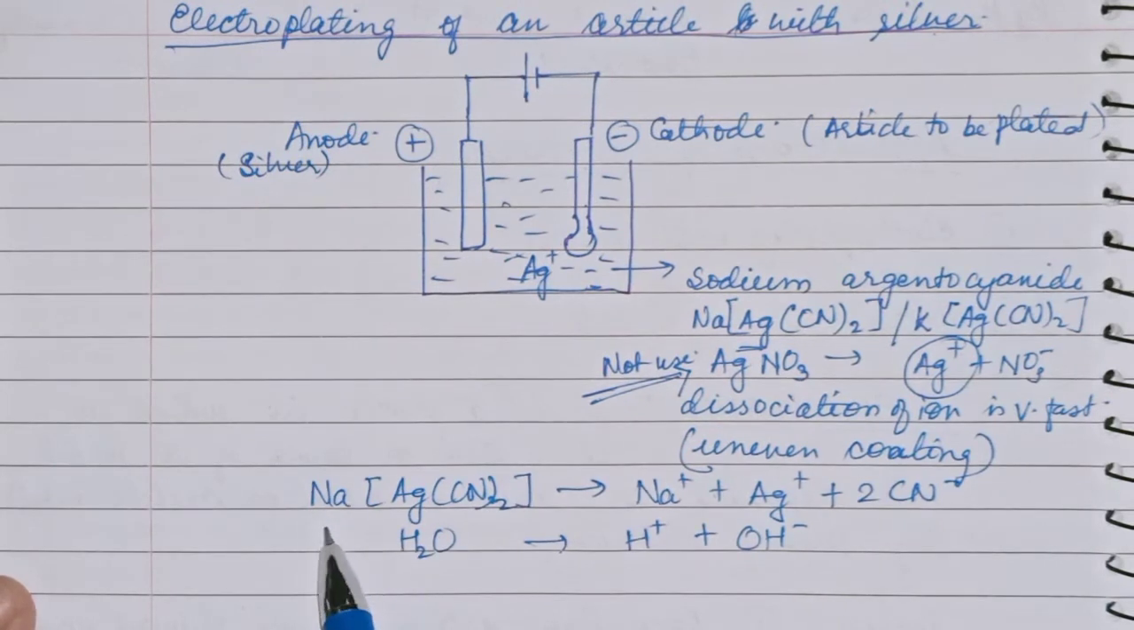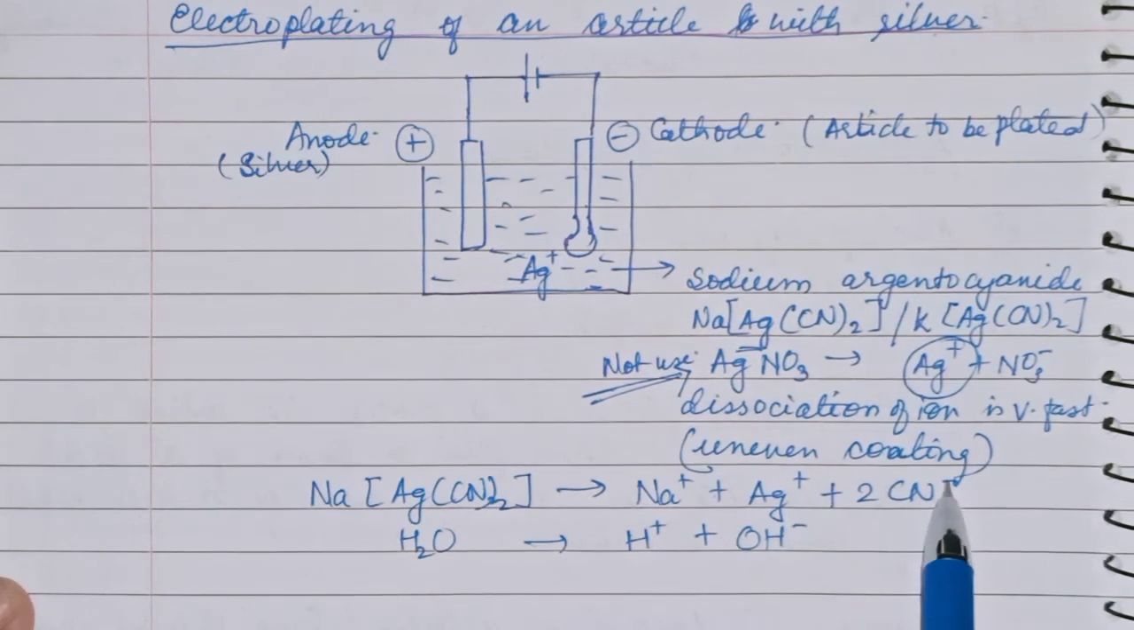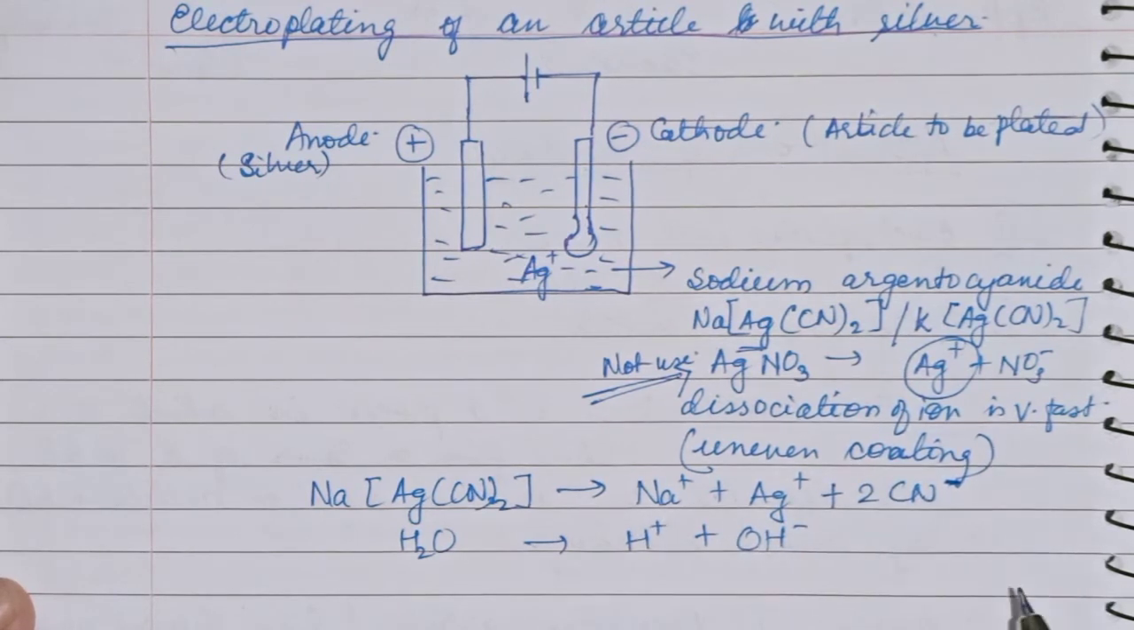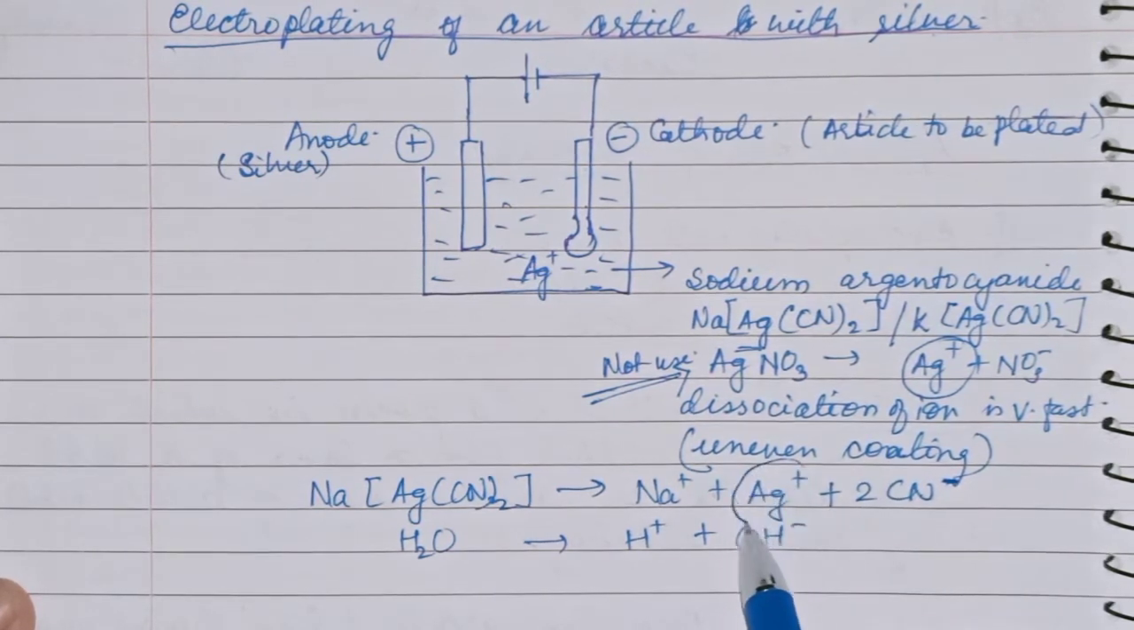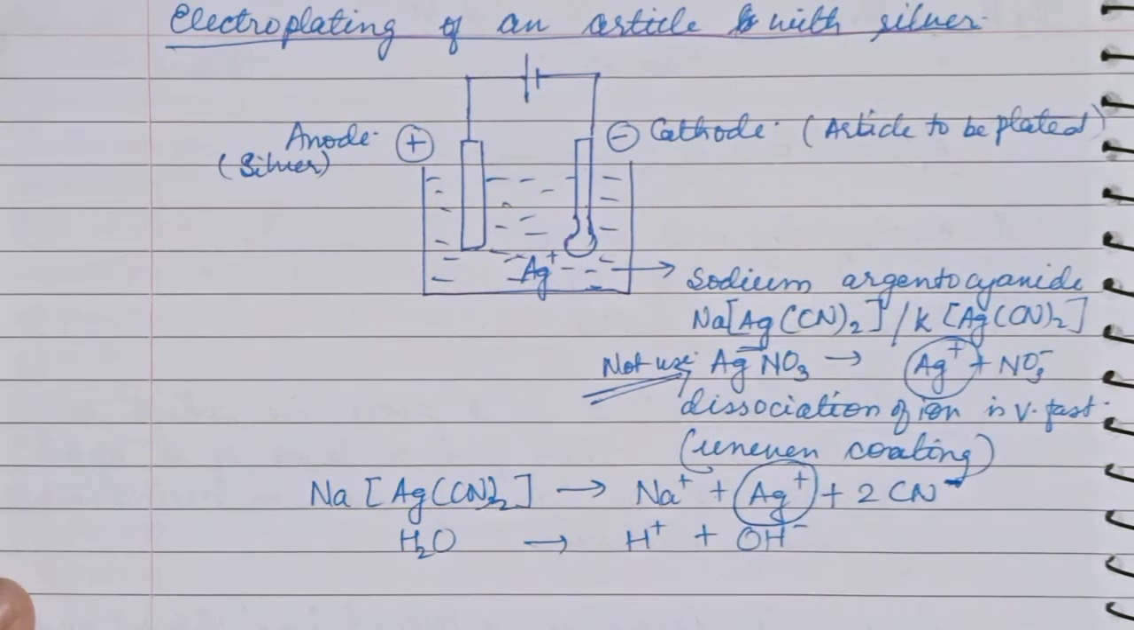Now the electrolyte dissociates into Na plus, Ag plus and CN minus ions. H2O dissociates into H plus and OH minus ions. So the total number of ions in the electrolyte is 1, 2, 3, 4, 5. Out of these 5, only silver will get deposited. Why it will get deposited? That I will tell you.